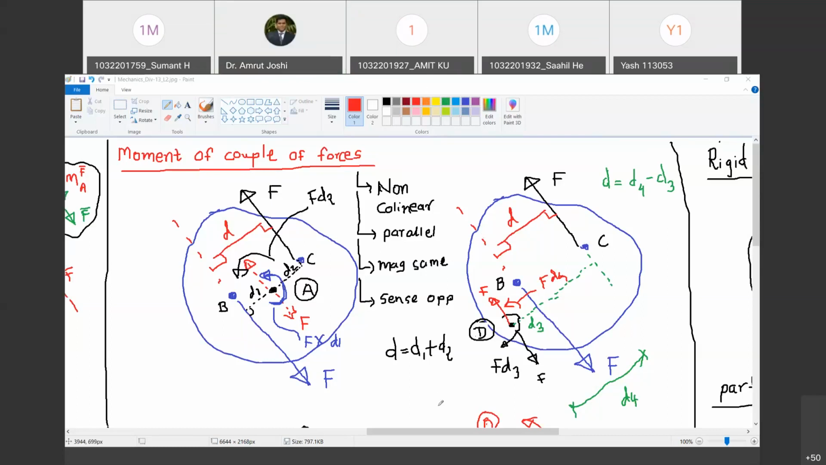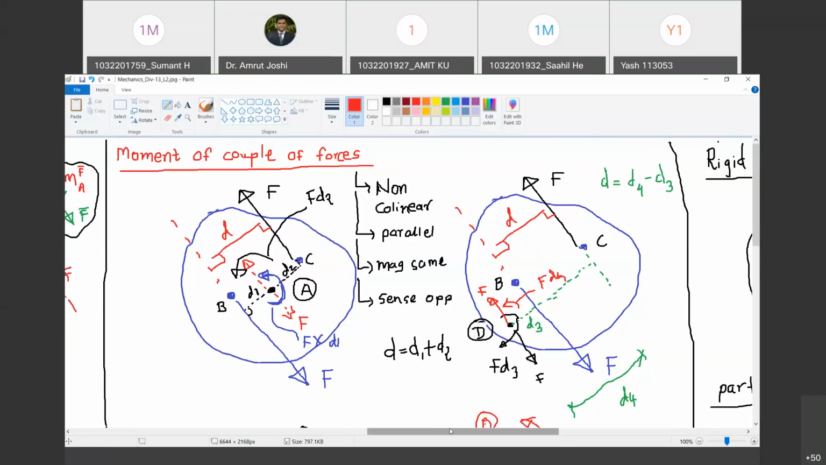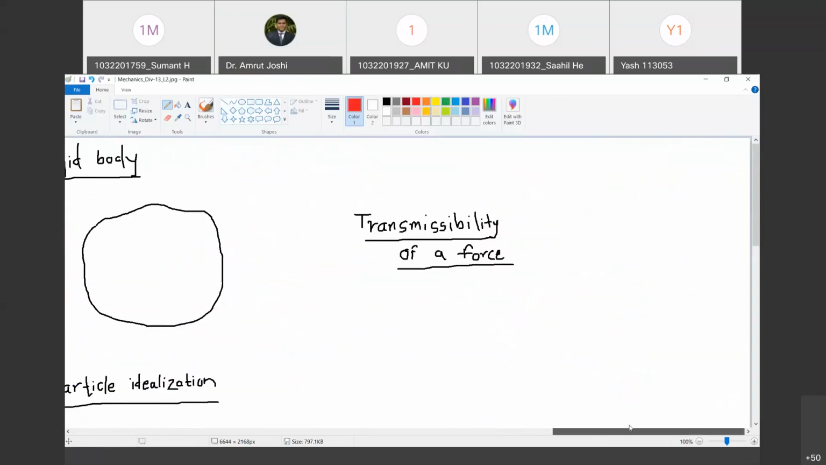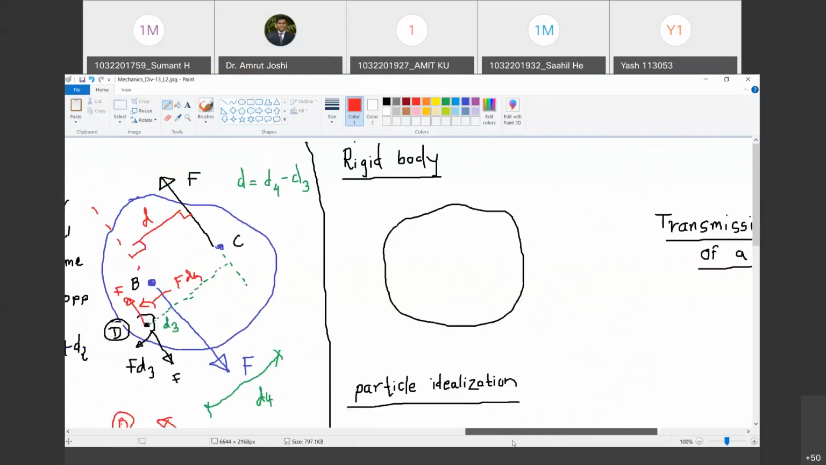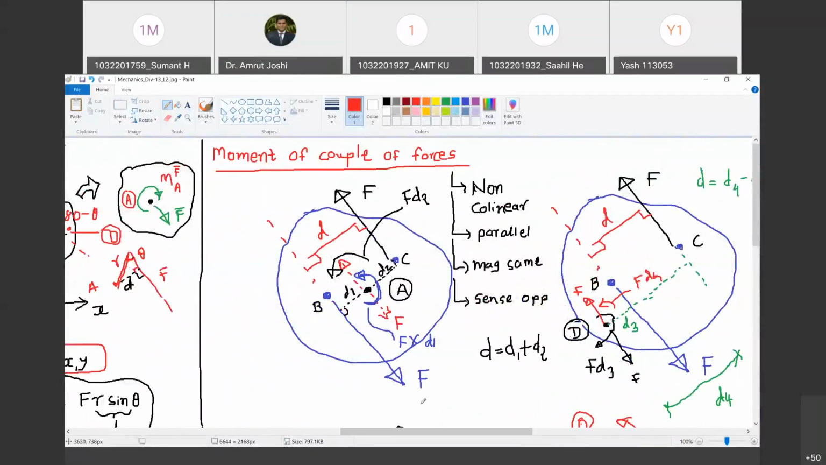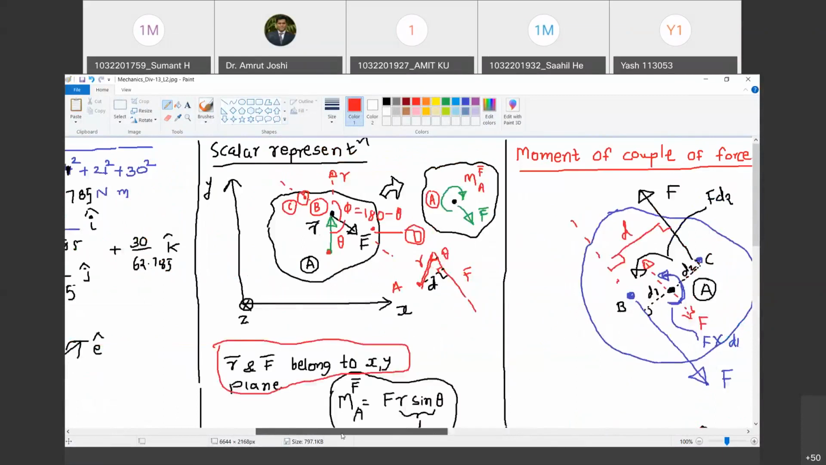Okay. So in today's discussion, we had a couple of other points like rigid body, particle idealization, and transmissibility of a force. But we will discuss those points tomorrow because the time is over for today. So let us summarize today's class. What are the summary points?